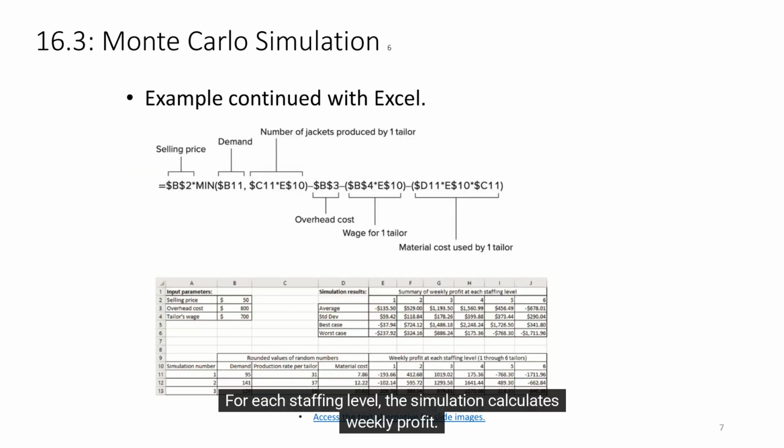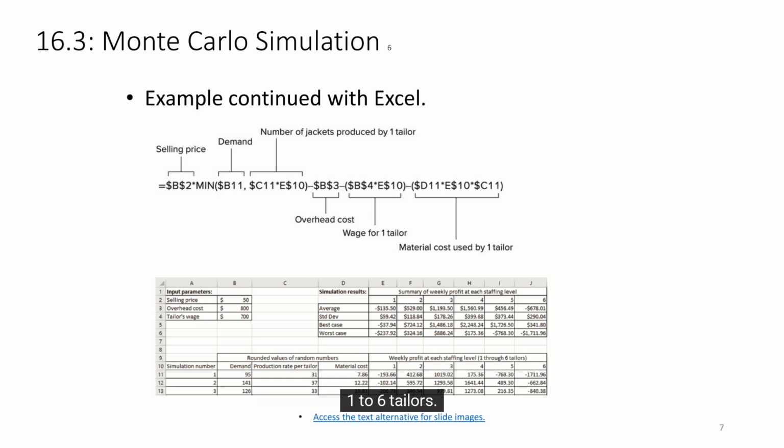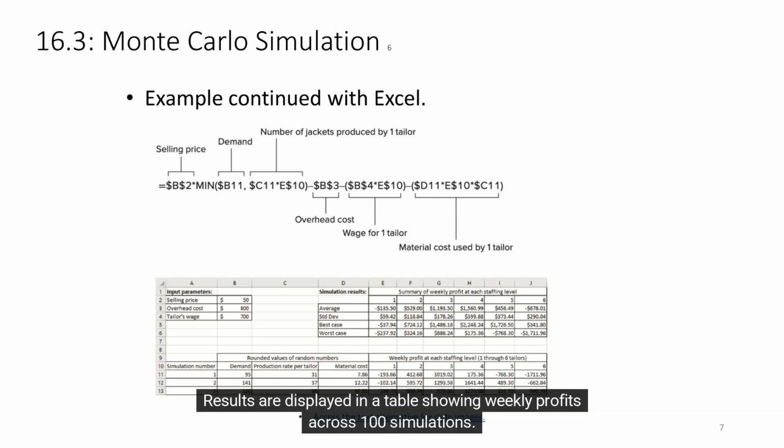For each staffing level, the simulation calculates weekly profit. Randomly generated values for demand, production rates, and material costs are used to evaluate profits for 1 to 6 tailors. The formula for profit includes all cost components and the maximum production capacity per tailor. Results are displayed in a table showing weekly profits across 100 simulations.